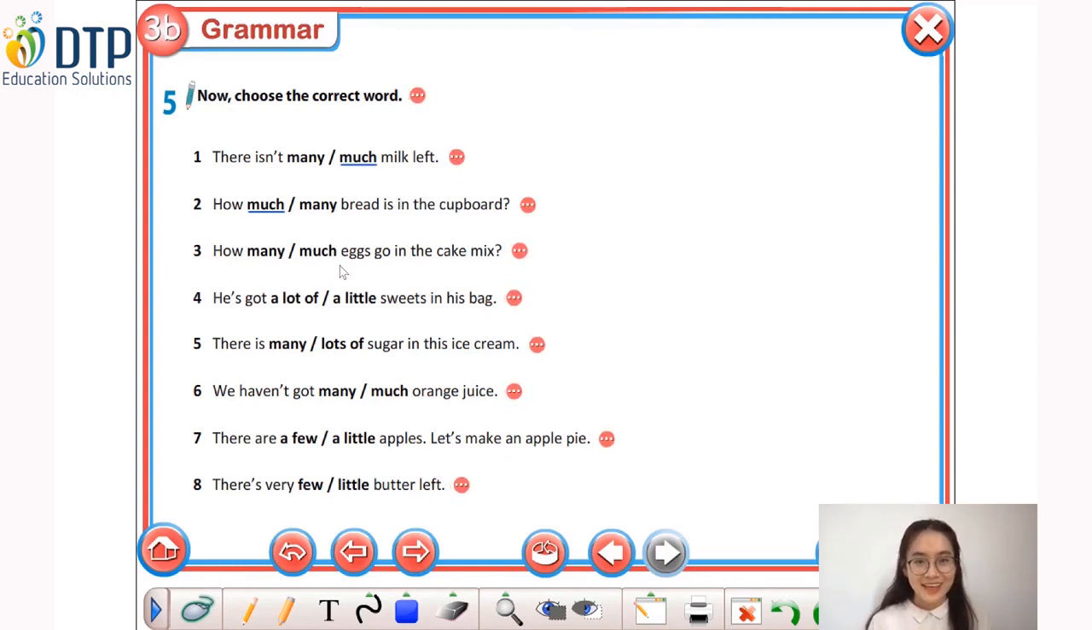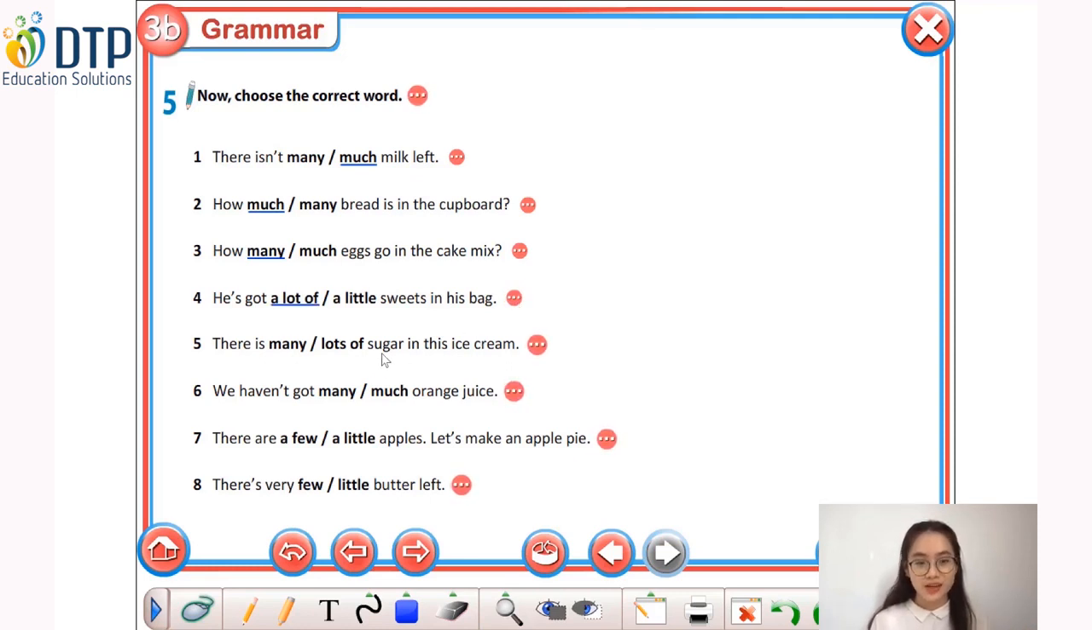So, X. Yes, S is countable. So, should we use many or much? Very good. We have to use many before the noun. And number 4. Sweets is also countable. So, should we use a little? Yes or no? No, we cannot. So we have to use a lot of sweets.